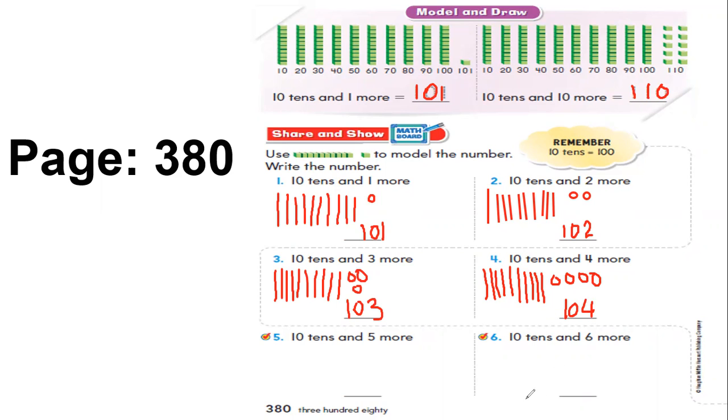Now question number 5. I have 10 tens and 5 more. So what's the number going to be? I have 10 tens and 5 more. 1, 2, 3, 4, 5, 6, 7, 8, 9, 10. I have 10 groups of 10 and 5 more. So that's become 1, 2, 3, 4, 5.